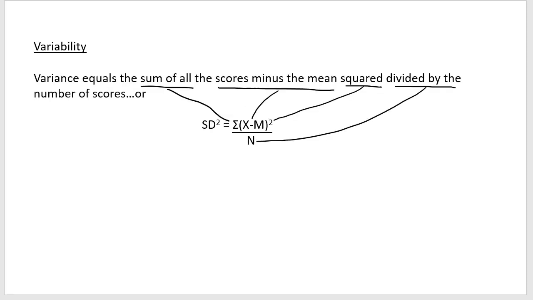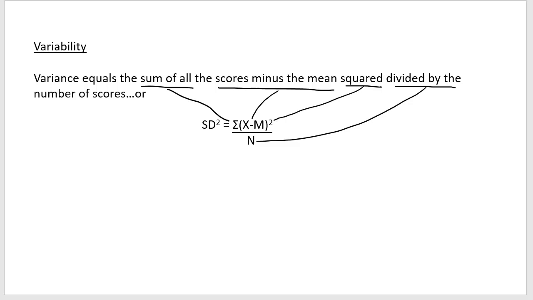So, variability is composed of two measures, variance and standard deviation. The first measure is variance, and it's related to standard deviation. It's pretty easy to find standard deviation after the variance. But the variance equals the sum of all the scores minus the mean, squared, divided by the number of scores. So here's what that means.